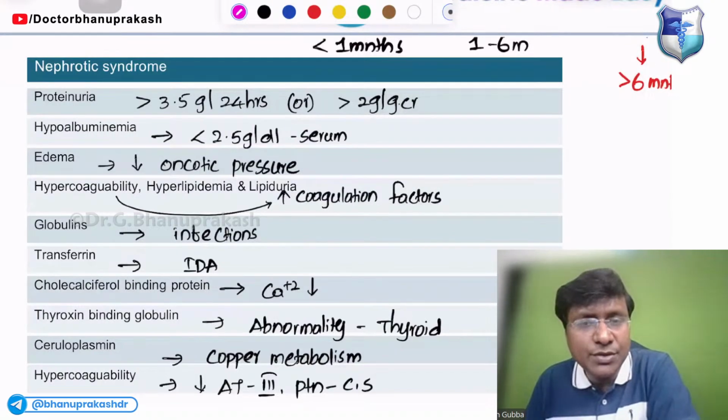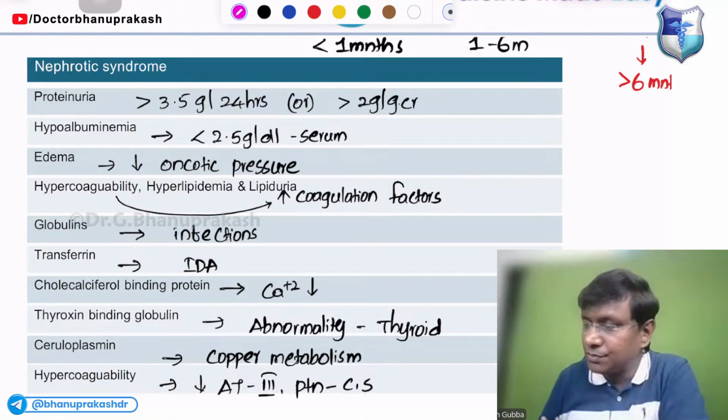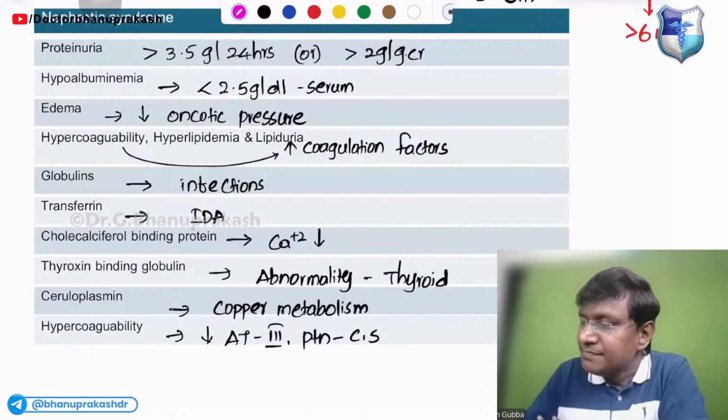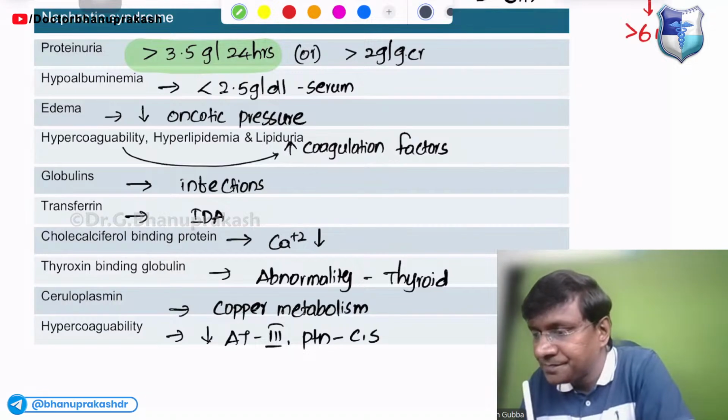Okay. Now coming to the next important topic, that is nephrotic syndrome. What is the criteria? The very important thing is proteinuria. And how much should the proteinuria be?